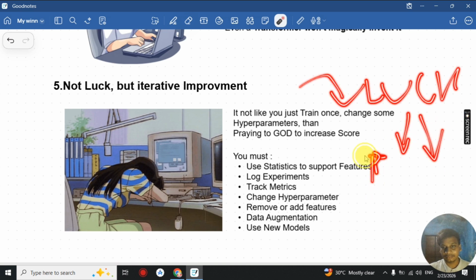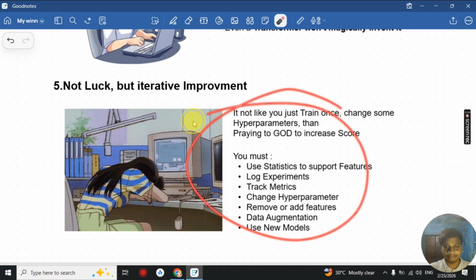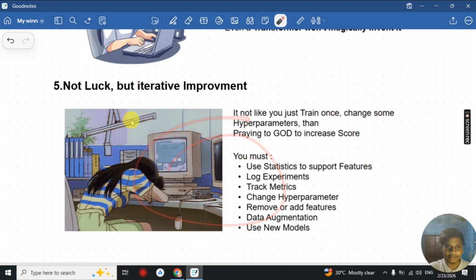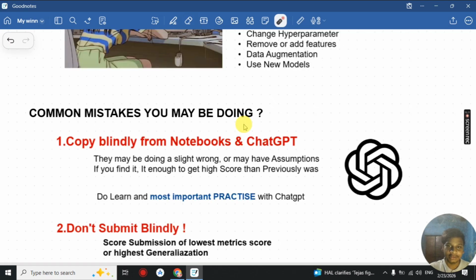It's basically two things: one is your experiments, and second is your error analysis. So I would say machine learning is a more boring and iterative task than a luck system. So do take care of that.